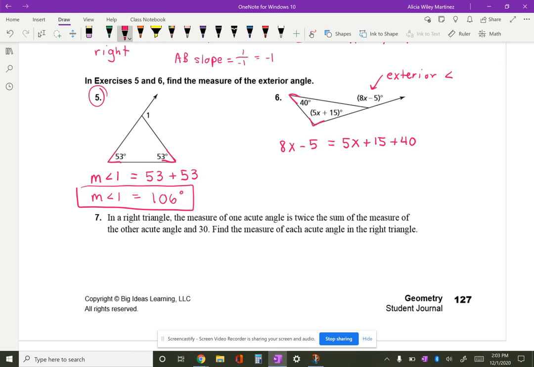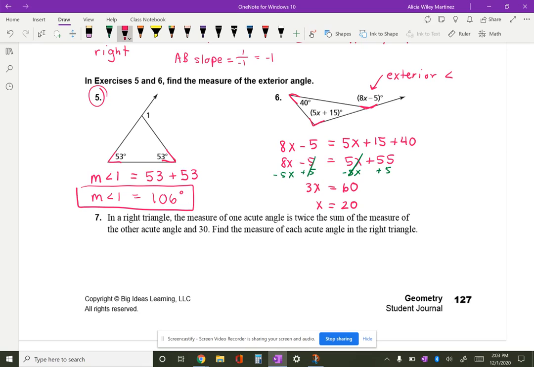So let's go ahead and solve for x because we can't find the measure of the exterior angle like it's asking unless we know the value of x. So we're going to go ahead and solve for x by combining like terms on each side. Then I'm going to subtract 5x on each side to cancel this out. And then I'm going to add 5 on each side to cancel this out, leaving me with 3x equals 60. Dividing both sides by 3, I get x equals 20.